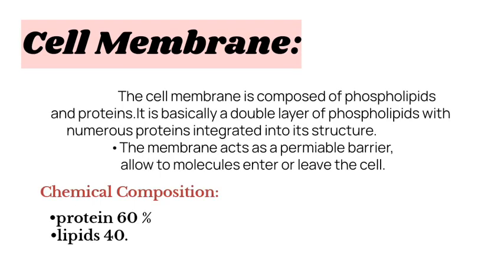Cell membrane. The cell membrane is composed of phospholipids and proteins. It is basically a double layer of phospholipids with numerous proteins integrated into its structure. The membrane acts as a permeable barrier, allowing molecules to enter or leave the cell. Chemical composition: proteins 60%, lipids 40%.